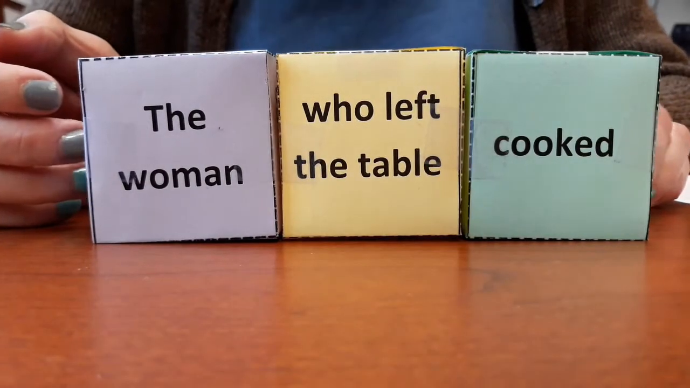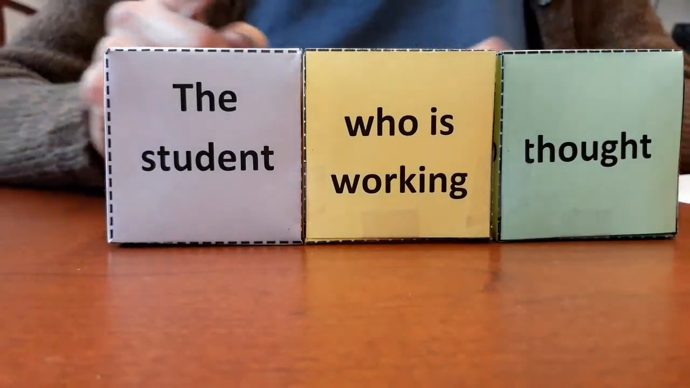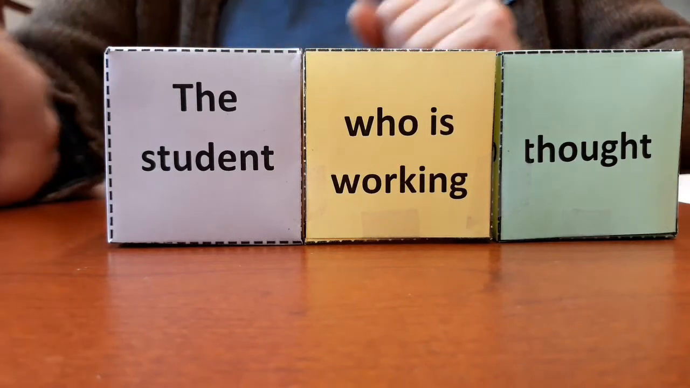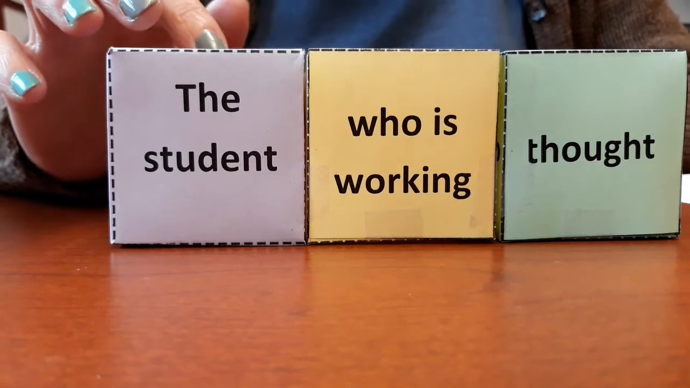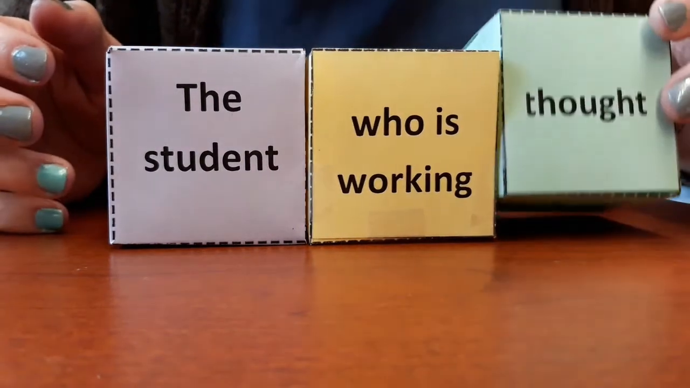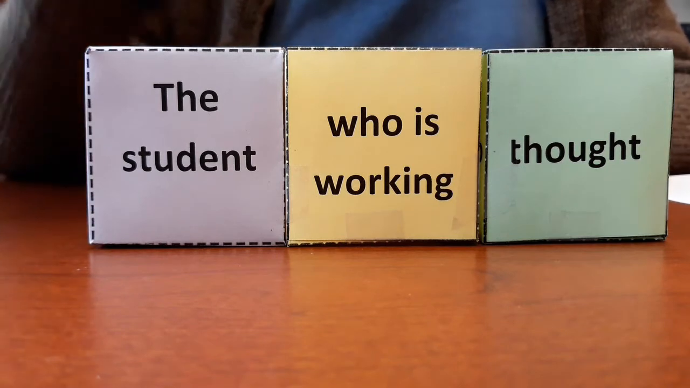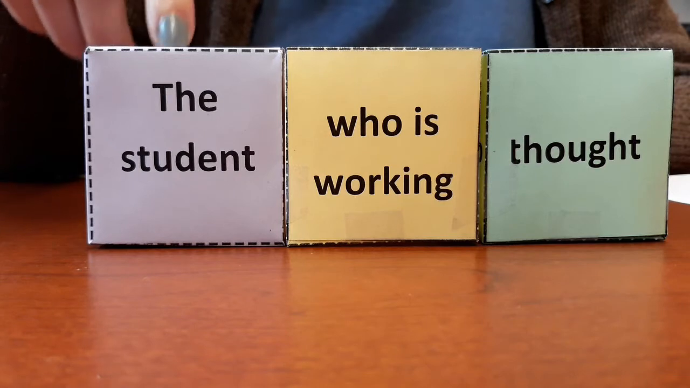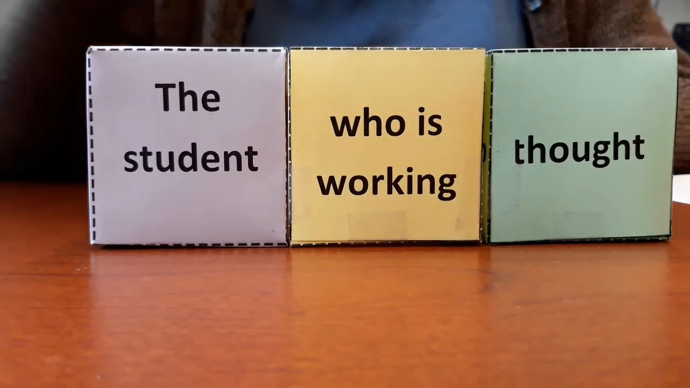Let's look at another sentence just like it. The student who is working thought. I sure hope so. So again, we have a subject and a predicate. The student is our subject. Thought is our predicate. Which student? The student who is working. So again, we have our subject, a predicate, and an adjective clause describing the subject.